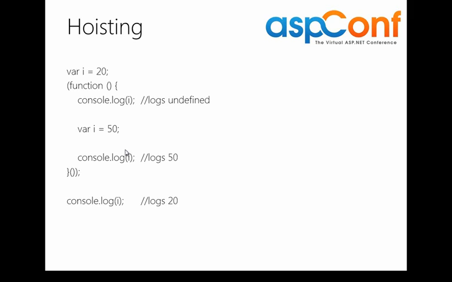But because of hoisting, what's happening is that var i is being hoisted to the first line, and at that point console.log i is logging undefined, and then it's assigning i equals 50. You then get log i logs the inner 50, and then finally, when you're out of that scope, since you're no longer in that function, the log i logs the outer i, which is 20.